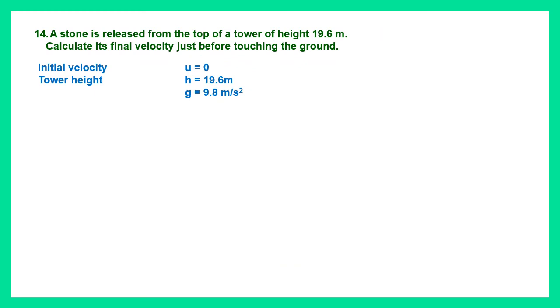Now we come to question number 14. The question is, a stone is released from the top of a tower of height 19.6 meter. You have to calculate its velocity just before touching the ground. Okay, the stone is released from the top of a tower. So when it is released, at that time u will be 0 and height is given 19.6 and g is 9.8 meter per second square. Fine.